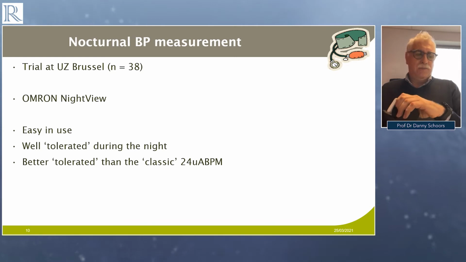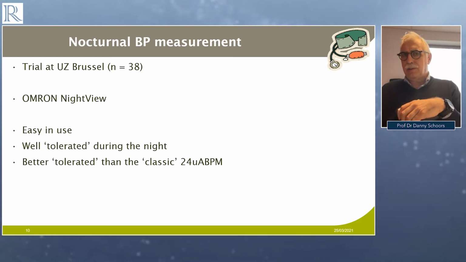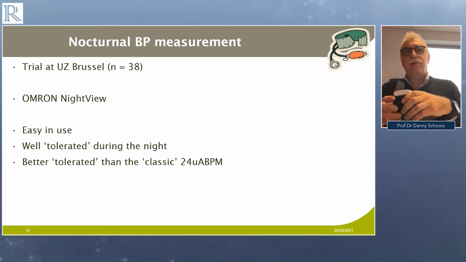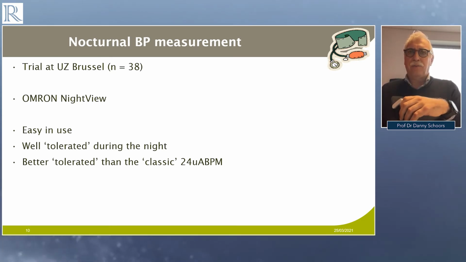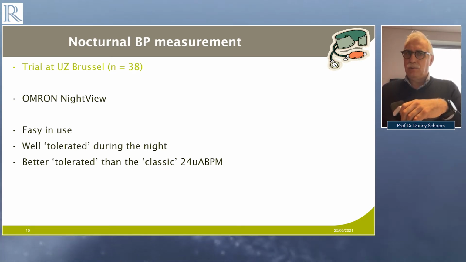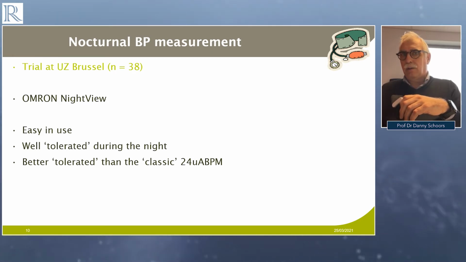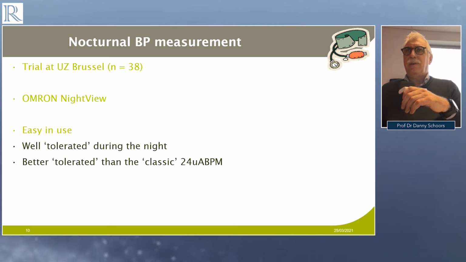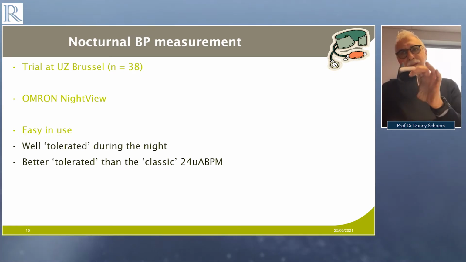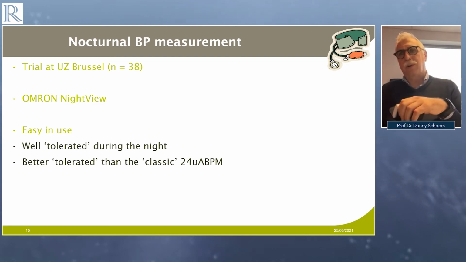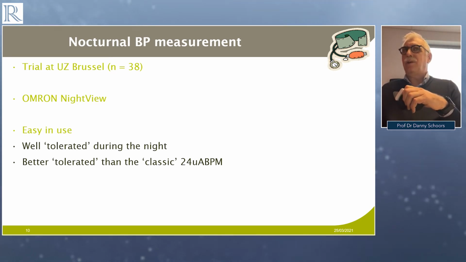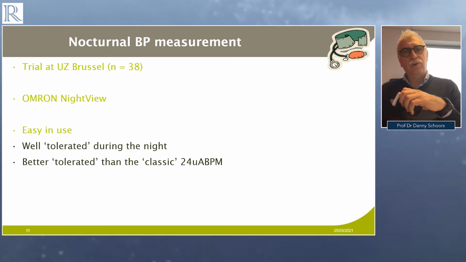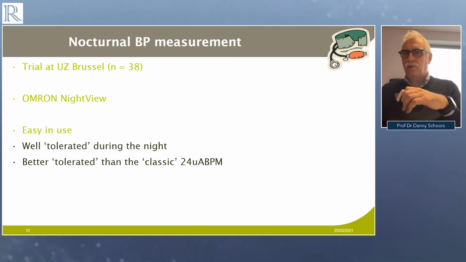So about this device, I think we can conclude that from these 38 patients, this Omron Night View device is easy in use. It's like a classic home blood pressure registration. It's well tolerated during the night, which is very important because certainly I have some patients who had this device and used the classic 24-hour blood pressure registration, which was in most of these patients not well tolerated because they woke up a lot during the night.